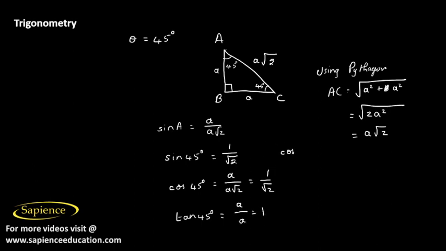Similarly, we can find cosecant 45. Cosecant 45 is the inverse of sine 45, so it will be root 2. Or we can find it in this way also: the cosecant will be A root 2 divided by A, hypotenuse by opposite, so it will be root 2. Secant 45 degrees will also be root 2. And cot 45 will also be 1, the inverse of tan 45. Now we have the 6 trigonometric ratio values when the angle is 45 degrees.